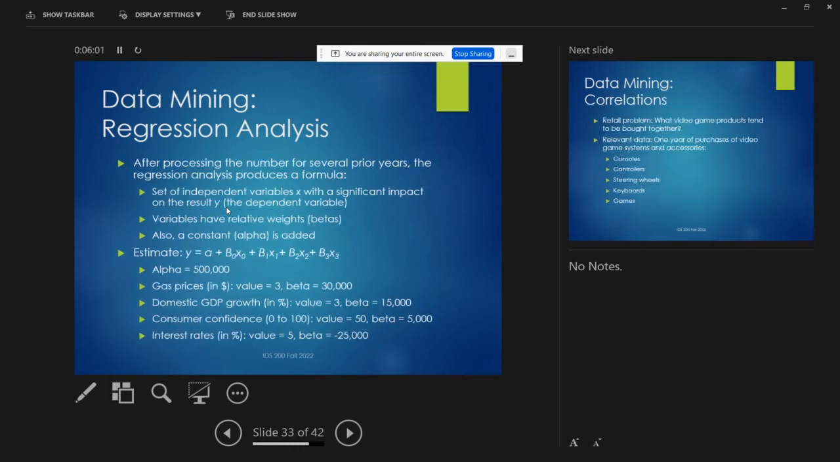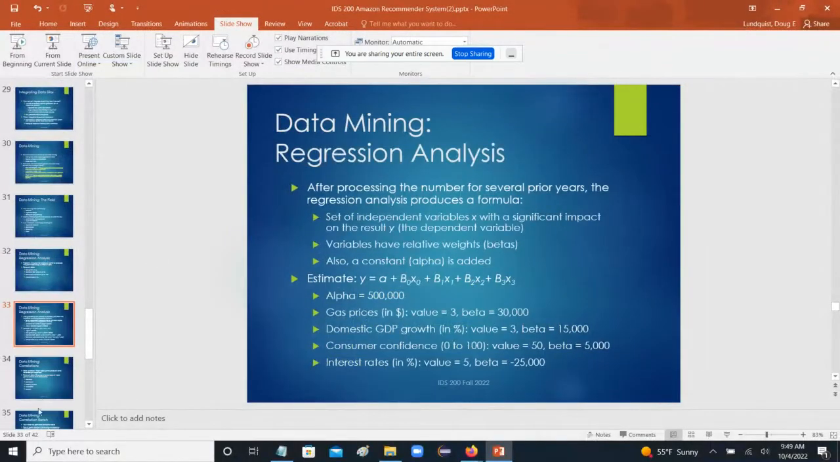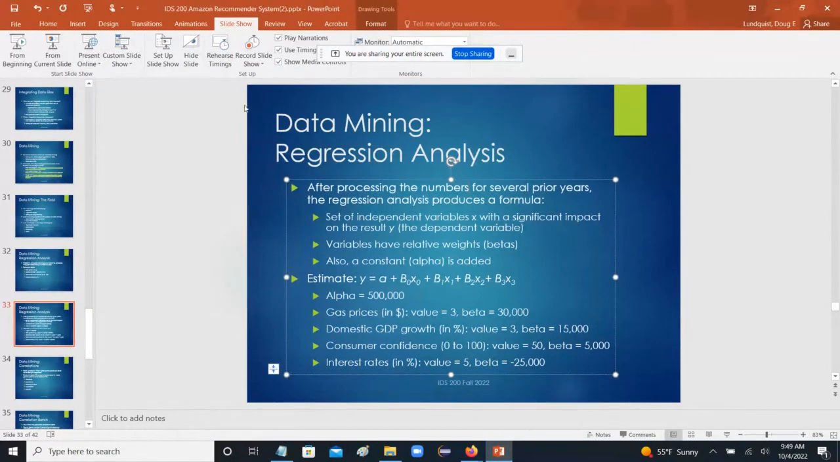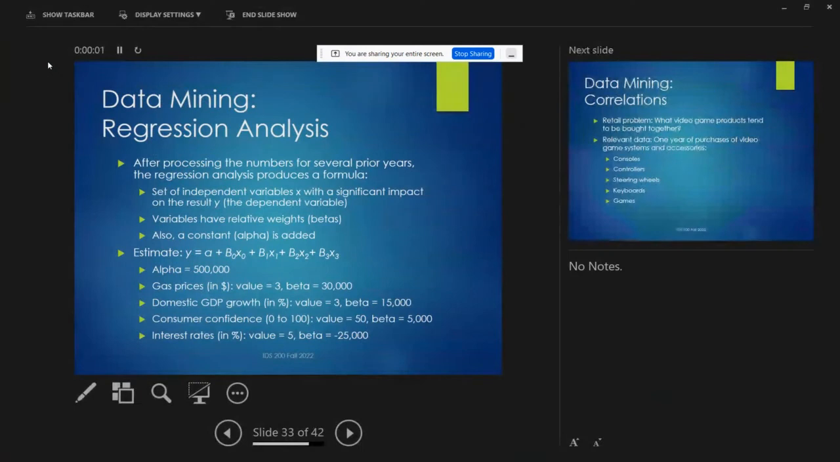Now, after processing the numbers for several years, okay, you end up with a formula. So you have essentially a set of independent variables we'll call all of our x's, and they have some significant impact on the dependent variable y. So you essentially get this function that's in the estimate there, right? You're basically getting a standard line function, y equals a. If we had y equals a plus bx, then you'd be like, yeah, I've seen that before, right? But here we have a bunch of different x's.